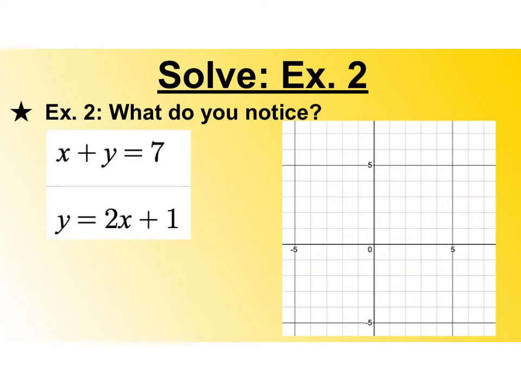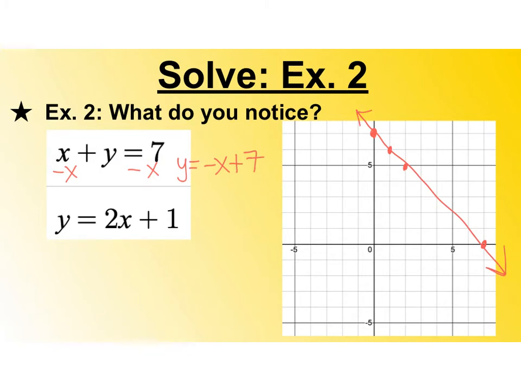Let's look at these 2 equations in this system. What do you notice? Well, I notice the first one is not solved for y equals. So I'm just going to rearrange it. I'm going to subtract x from both sides, and I get y equals -x plus 7. So I'm going to graph that. I'll be up at 7 with a -1 slope. So I'm coming down, and I have that red line.